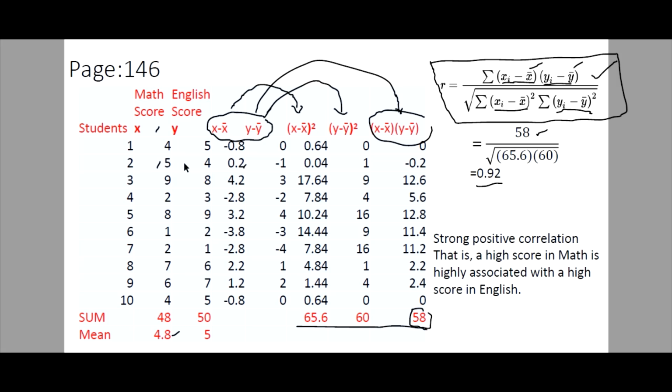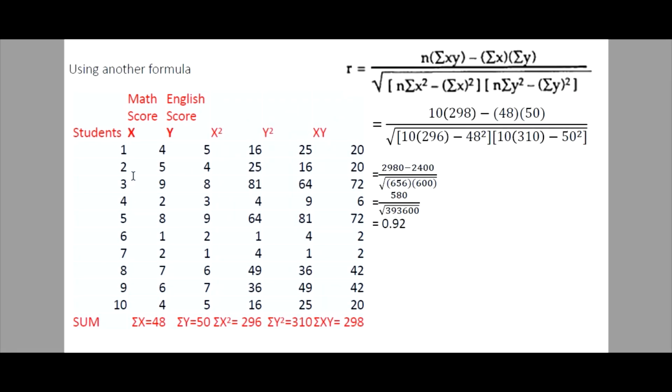Now let's use the other formula. In this case, we will only be needing the sums at the bottom: the x squared, y squared, and xy. For x squared, you just take the square of this column. So 4 squared is 16, 5 squared is 25, 9 squared is 81, 2 squared is 4, and so on.